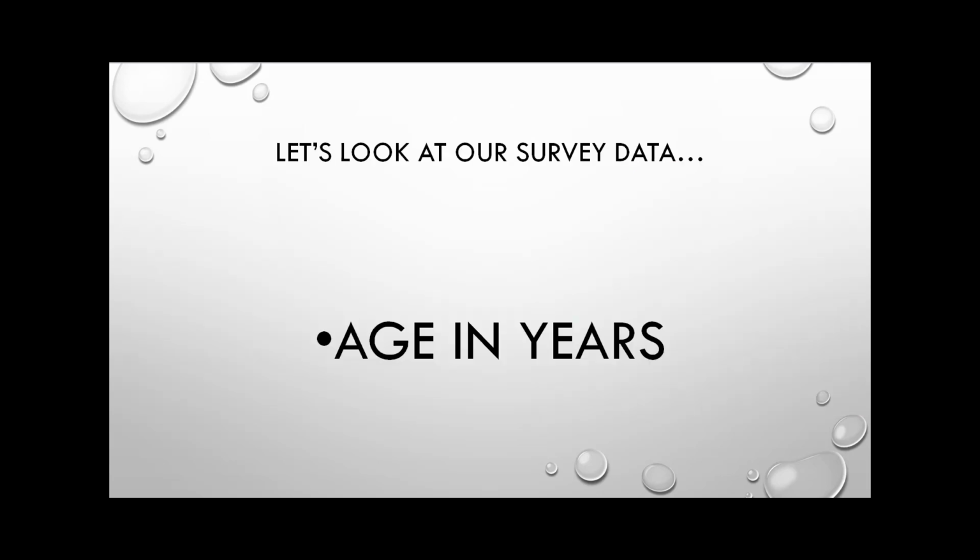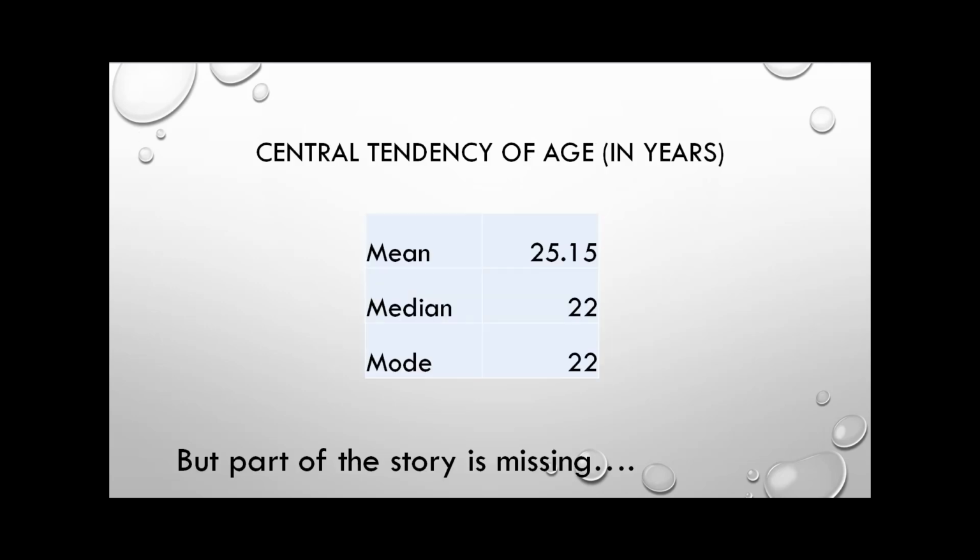Let's look at our survey data for age in years. The central tendency of the age is the mean of 25.15, the median of 22, and the mode of 22. This tells us right here that we must have some outliers, some older people in the classroom that are pulling the mean away from the median and the mode.